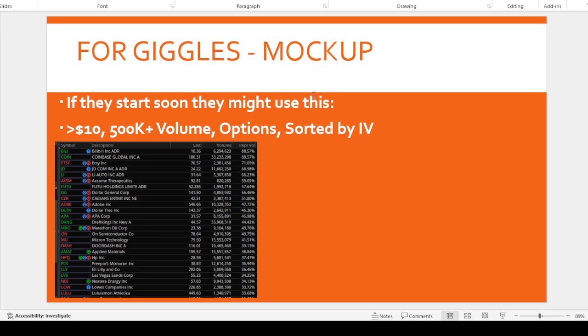So like a price of the stock over $10 and 500,000 in value, and of course it needs options, and it's sorted by implied volatility. So again, this is just a guess on my part, just to see what could be in this for the initial run. So for example, there's about 25 ticker symbols here, but I don't expect all of these to make it in, because every day this stuff will keep changing.